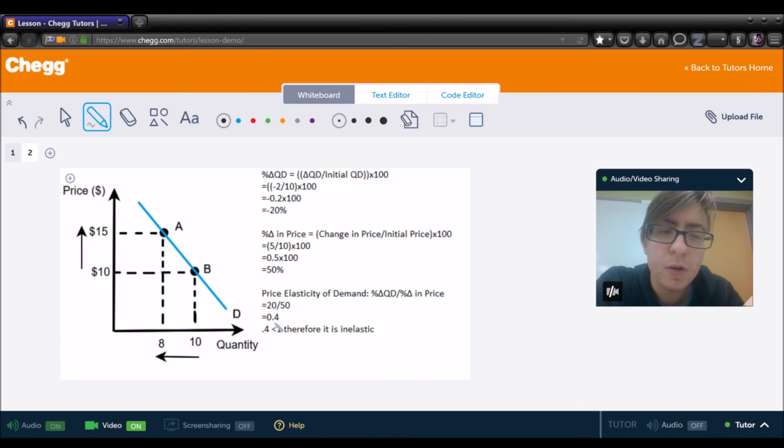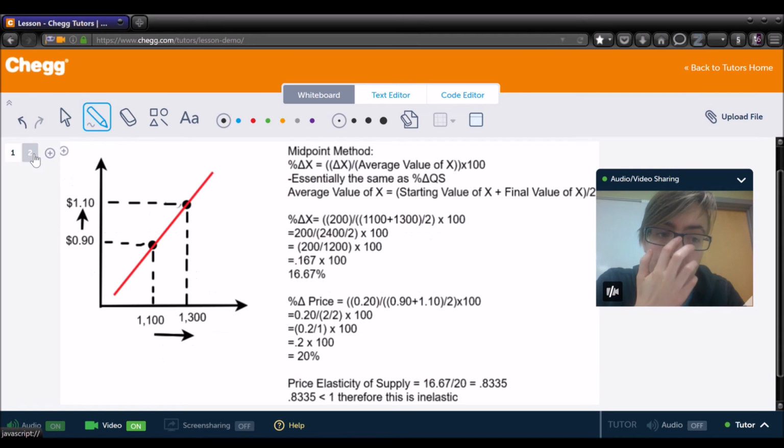So let's try one more example. In this one, I am going to be introducing the midpoint method, which is the second of the two methods that I will be teaching you today. So the midpoint method is essentially the same as the one I just told you, except there's a slight difference. So the percent change in x, that's our x-axis here. You calculate your percent change divided by the average value of x times 100. And this average value of x, you can calculate that by adding the starting value of x with the final value of x and dividing it by 2.